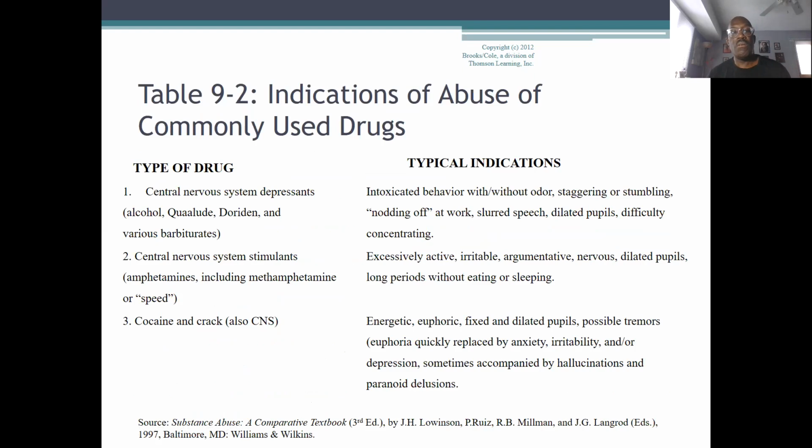The other pieces are around looking at some indications of abuse. So how do we know what that abuse might look like?